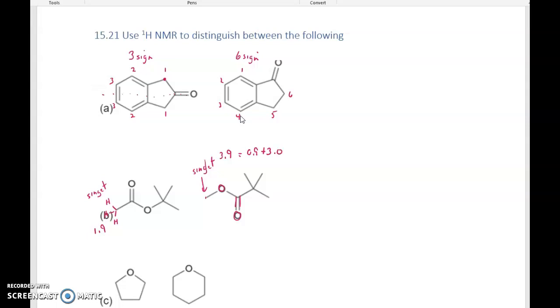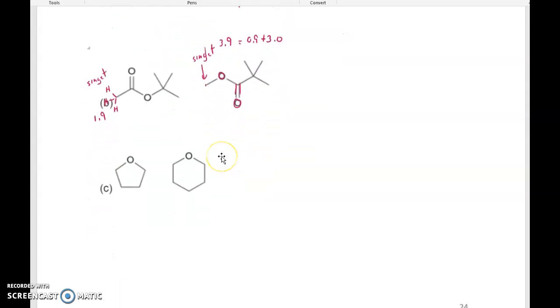All right. The next one, we can look at just the number of signals. That one's identical. So we're only going to have 2 signals on the left one. On the right one, we'll have 1, 2, 3 signals.